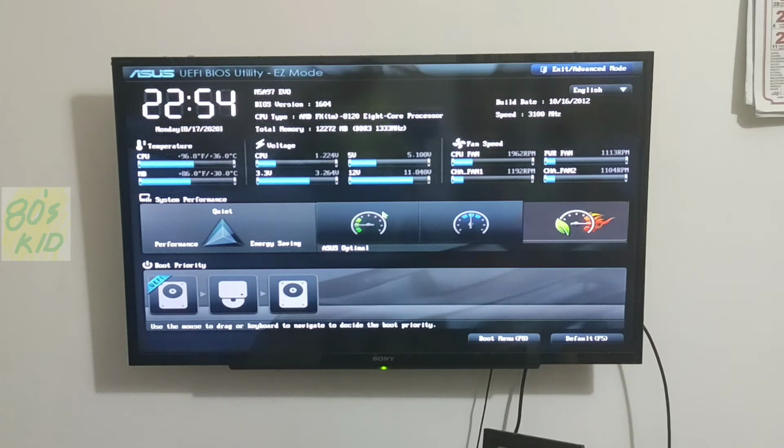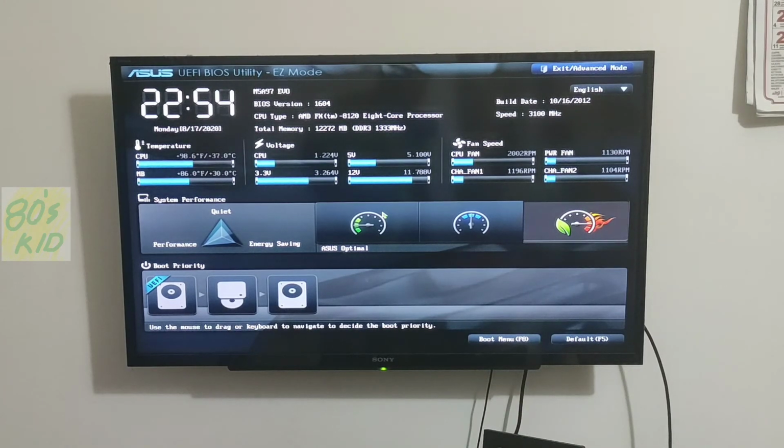Yep, we have 12 GB of RAM. It says total memory 12,272. Oh, I don't want it to be quiet; I need optimal performance. So our DDR RAM installation went really good.